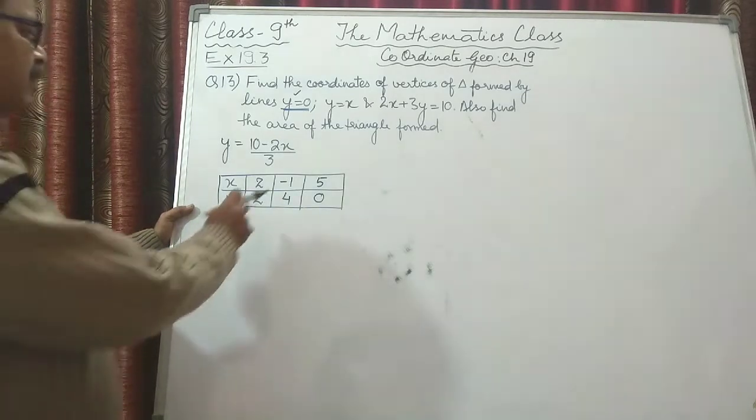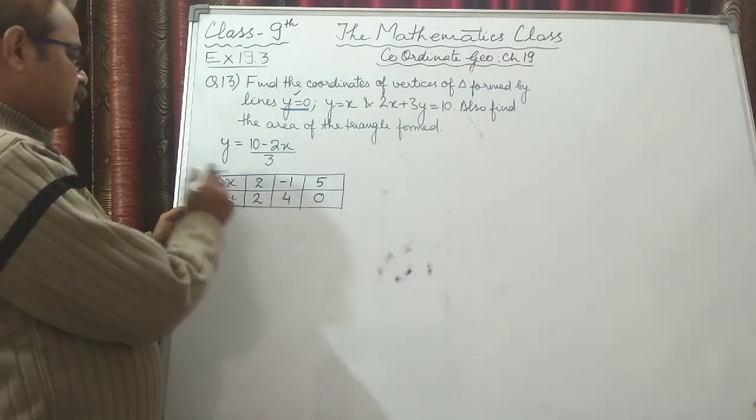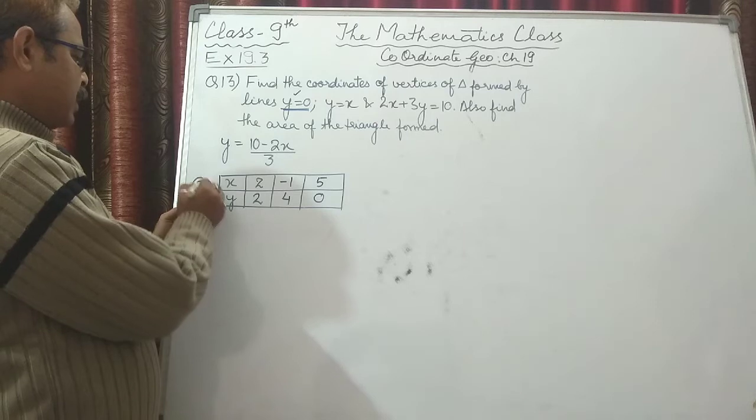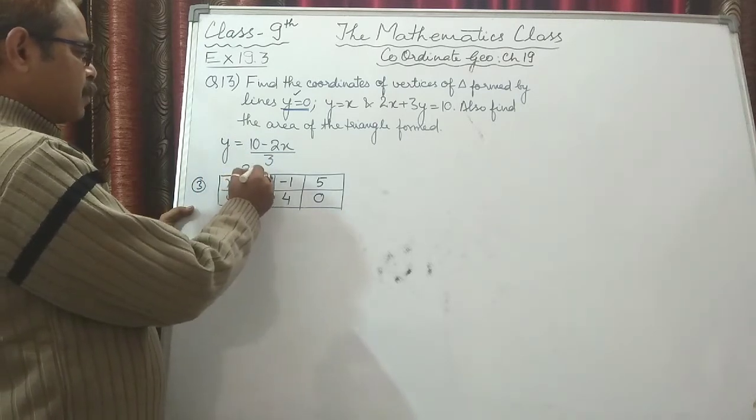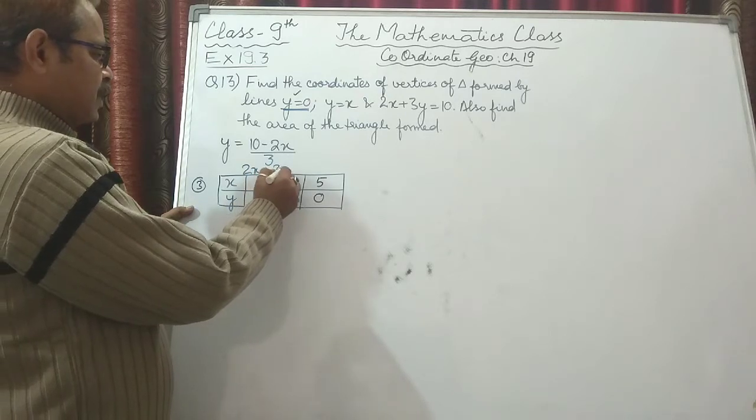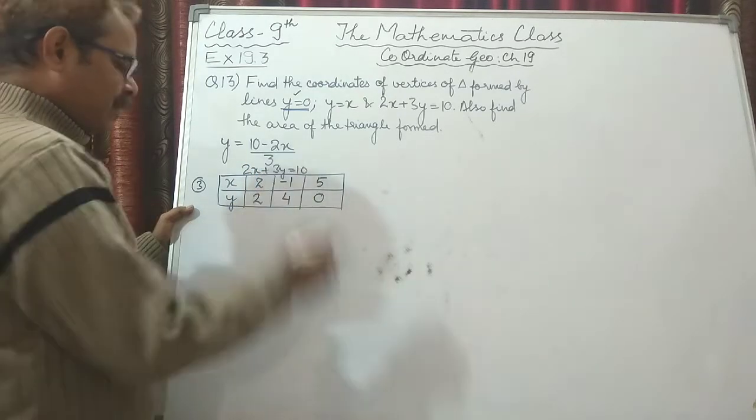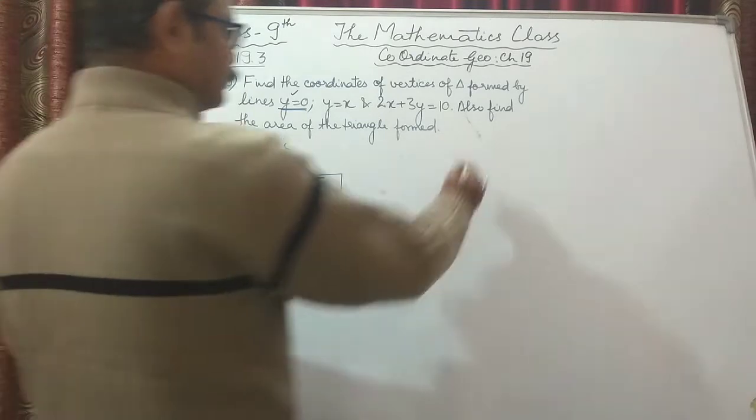This is my solution for the third equation, and what was the equation? 2x plus 3y is equal to 10. Now I will draw the graph.